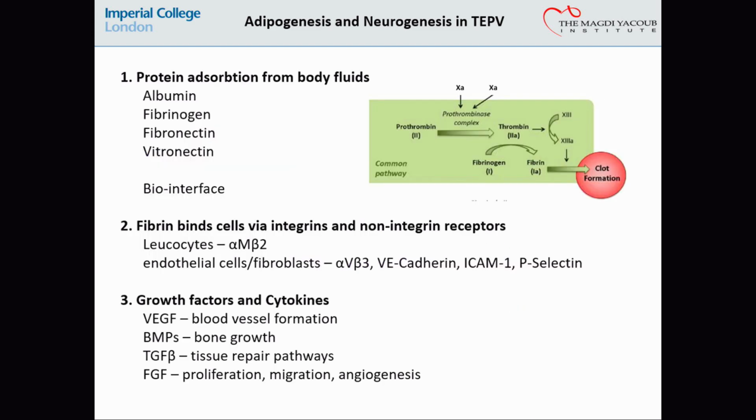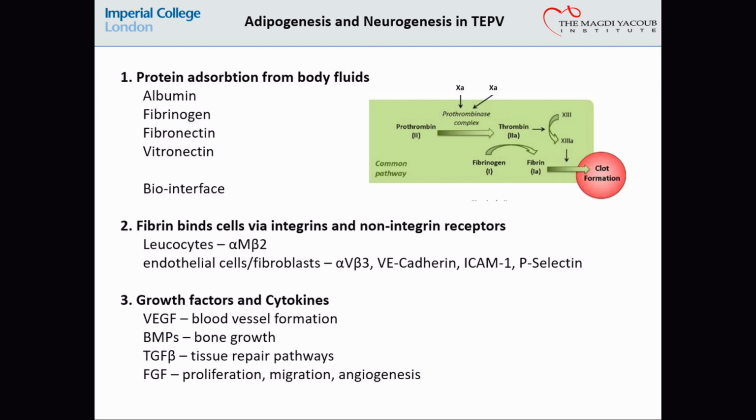So what actually happens when you implant the scaffold into the sheep? The first thing to happen, within seconds to minutes, is protein adsorption from bodily fluids. This will include albumin, fibrinogen, fibronectin, and vitronectin. The fibrinogen is converted to fibrin, and the fibrin binds to the scaffold.